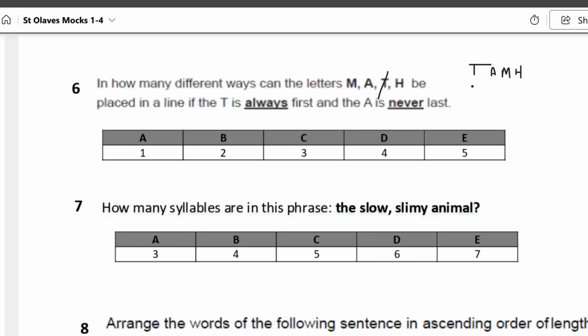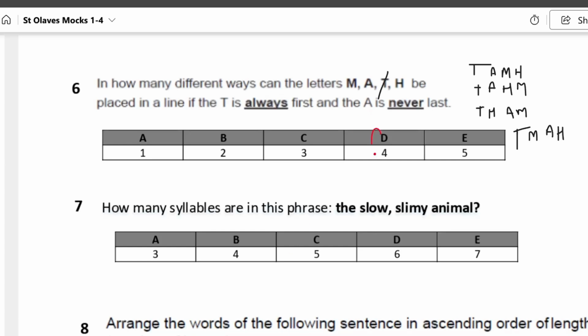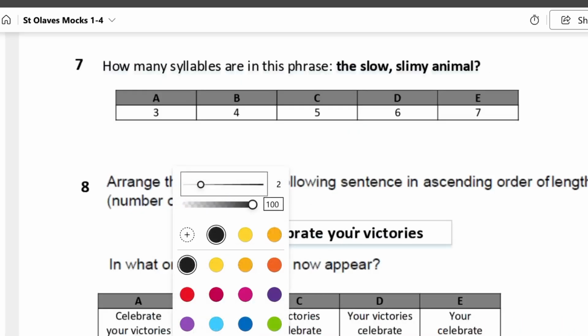Written like this. We also have TAHM. Then we can have A being second. We can have HAM. Then we can have TMAH. And then those are all the combinations we have because we can't have A being last. So how many do we have in total? We have 4.